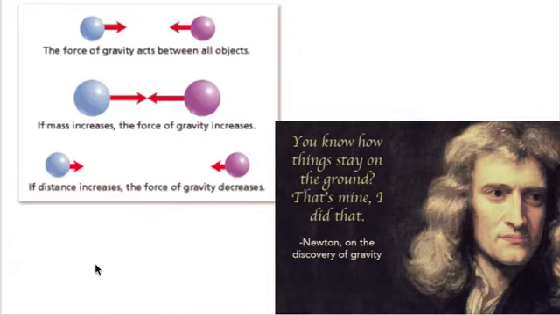So here we have the force of gravity acts between all objects, right? Object 1, object 2. We are on slide 7, by the way. Force of gravity acts on all objects. If the mass is increased, so you can see that our balloons got bigger here, the force of gravity is increased. But if the distance increases, the force of gravity decreases. So if you make something bigger, it's going to have more gravitational force. If you take two things further apart, they're going to want to get together less.